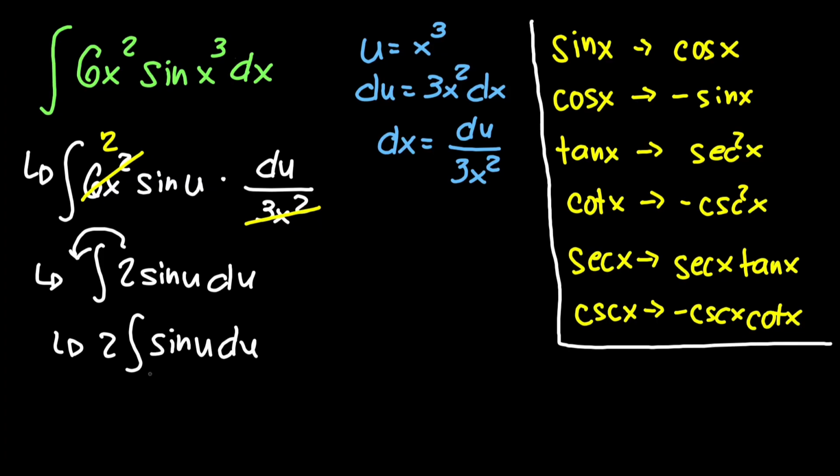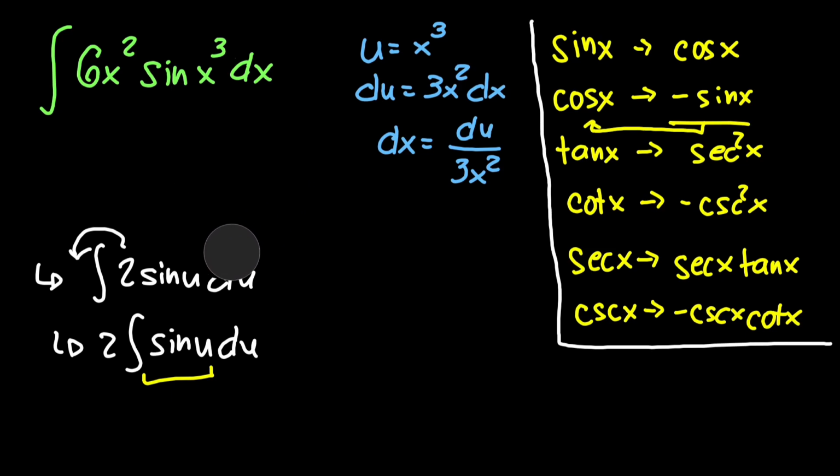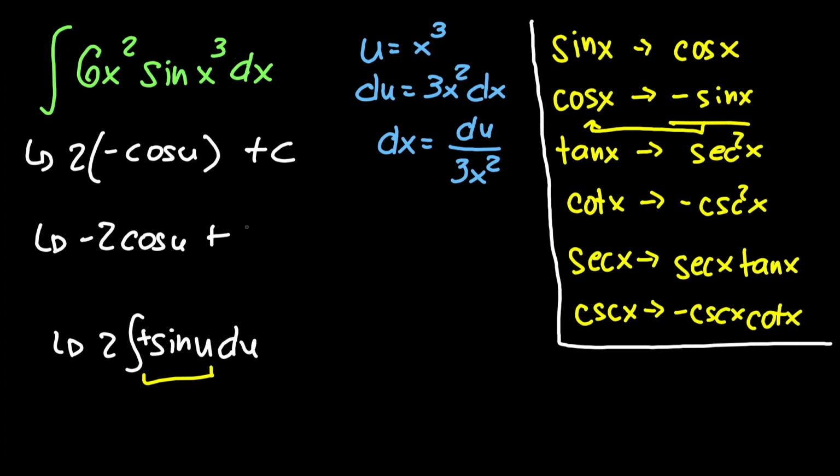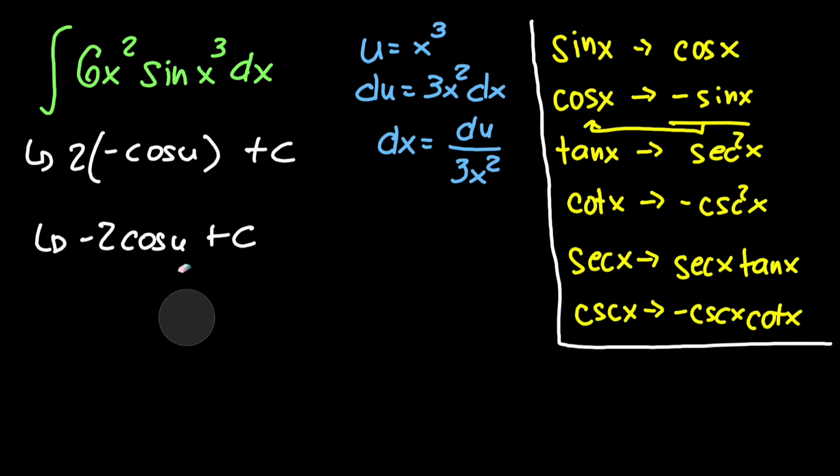And so taking the integral of sine, it is equal to cosine. But since this is a positive and this is a negative, this would be negative cosine of u plus c. Multiply this by 2. This would be negative 2 cosine of u plus c. And so the final answer would be to put u back into its original form, which is x cubed.